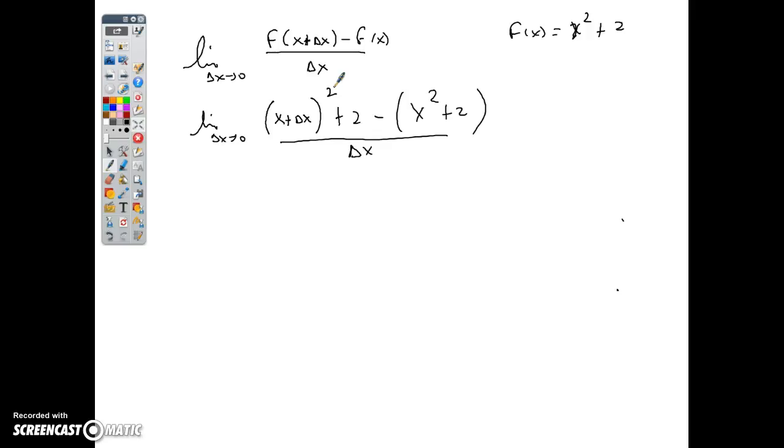Now, how do I take a limit? You know how to do this from the last chapter. This is why we did it last chapter. We plug in a 0, and guess what's going to happen every single time? You get 0 over 0. How do I deal with 0 over 0?